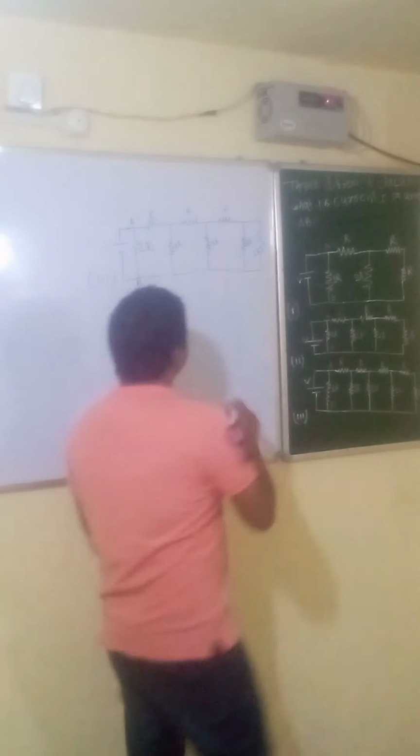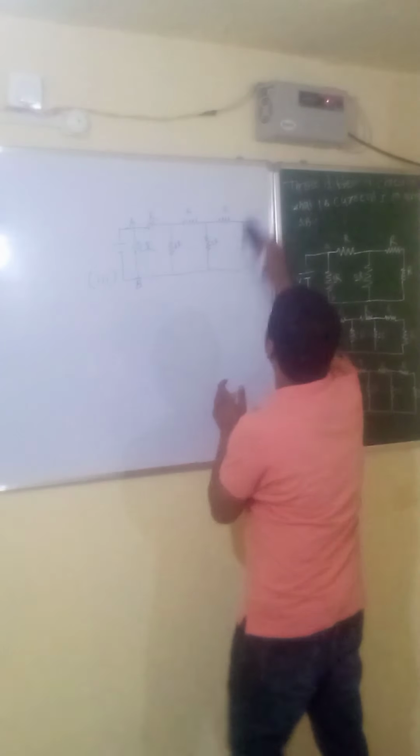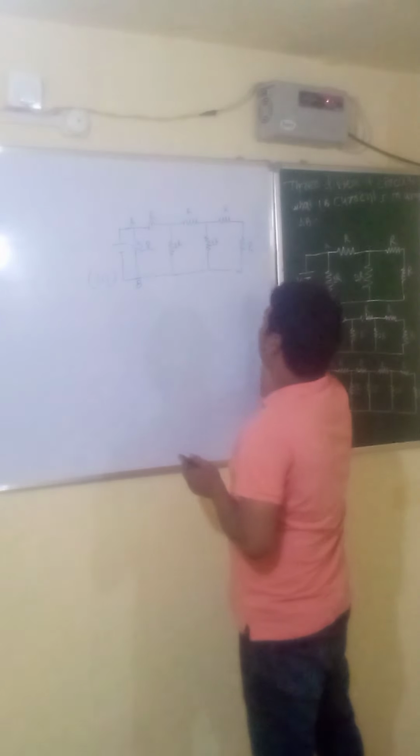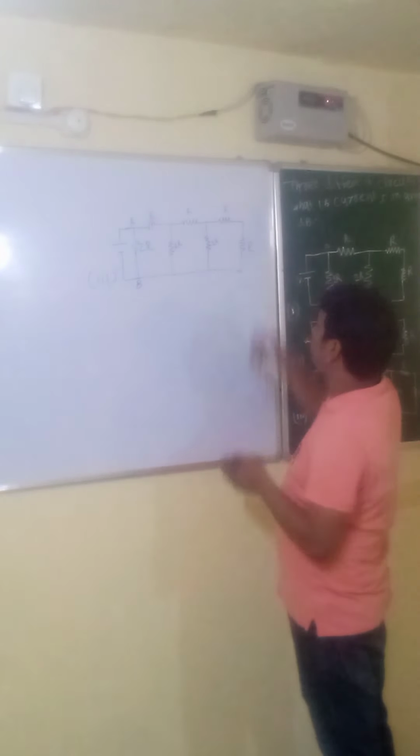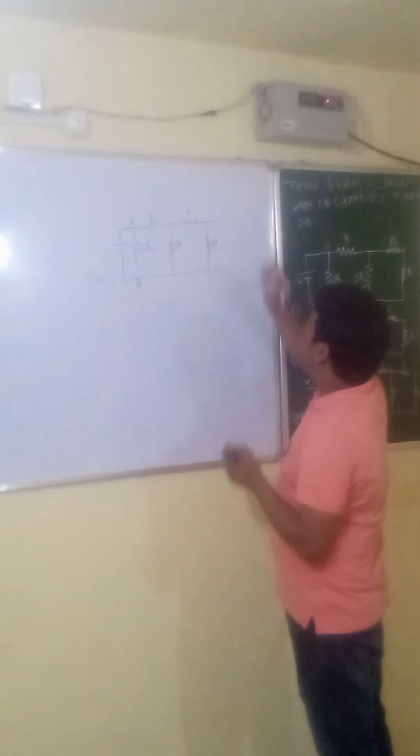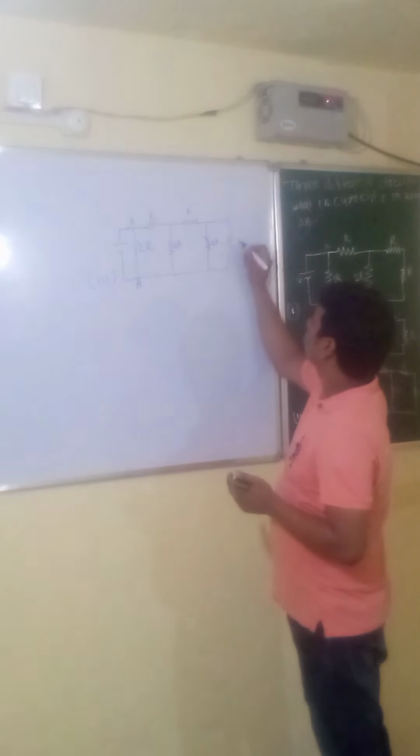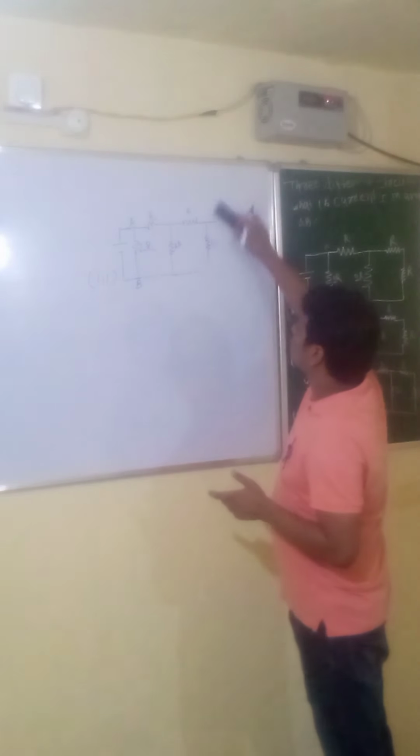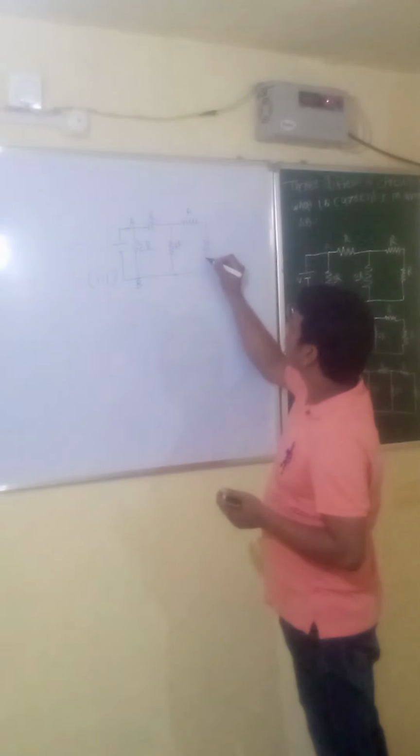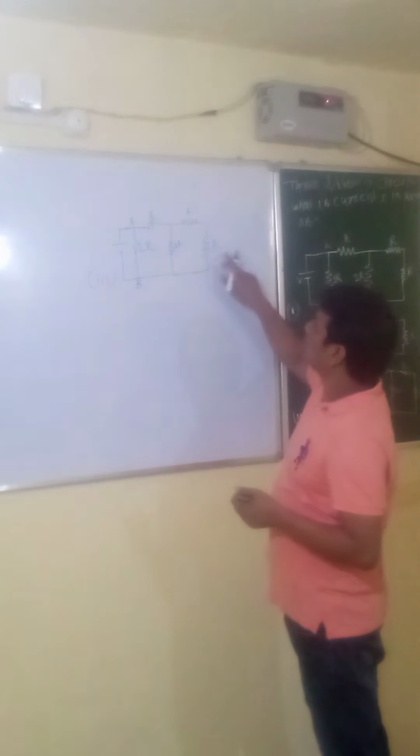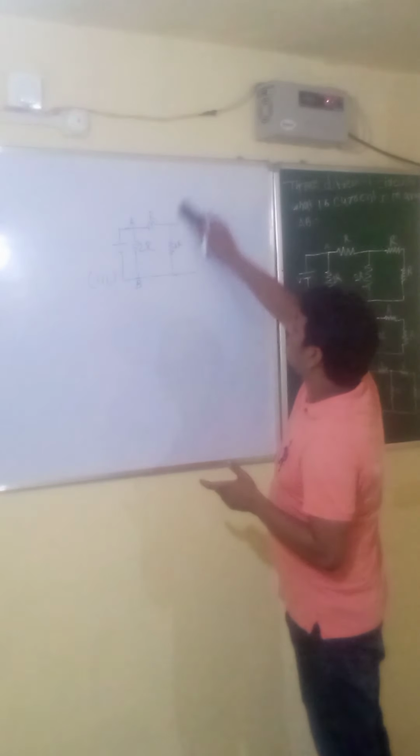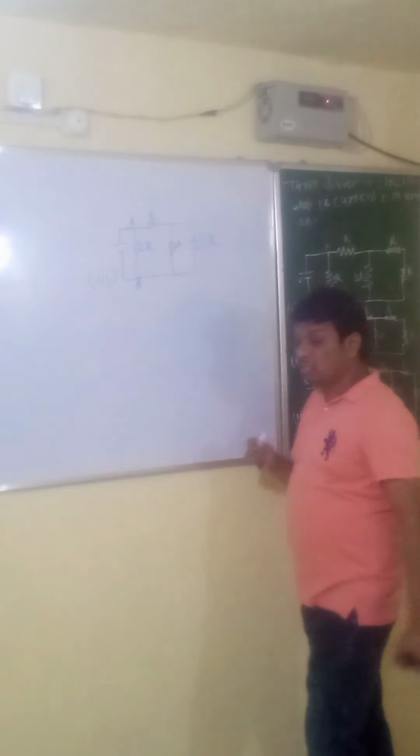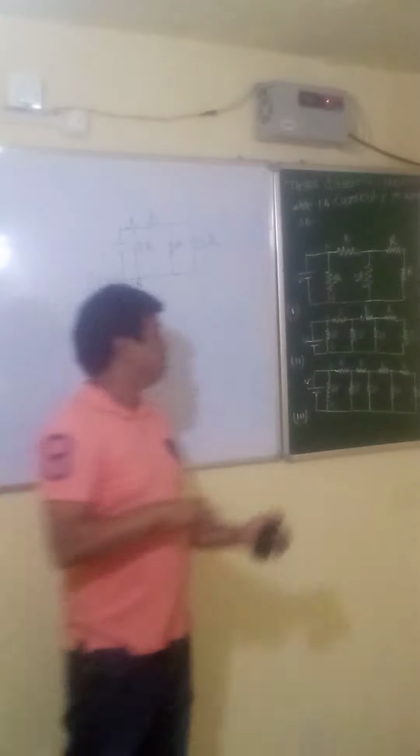R and R, then it is parallel. Then again we replace these two resistances by R. Again this is in series, so the equivalent resistance is 2R. Now it is in parallel, so the equivalent resistance is R. This is in series, so the equivalent resistance is 2R, because R and R are in series.